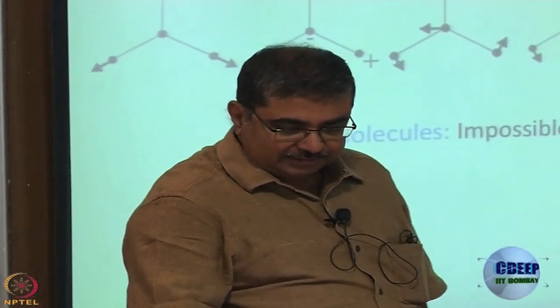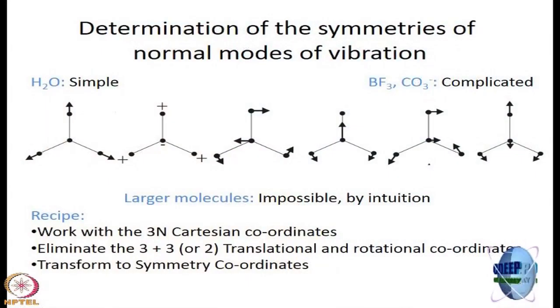And the way we do it is, this is our recipe. We go back to basics. What was the basic? How did we get this number 3n-6? We said that of these n atoms, each is associated with 3 coordinates x, y, or z, right. So, we work with these 3n Cartesian coordinates, x, y, z attached to each atom. Then what we will do is, we will figure out the symmetries of this ensemble of 3n Cartesian coordinates. From there, we will eliminate the 3 translational and 3 rotational coordinates.